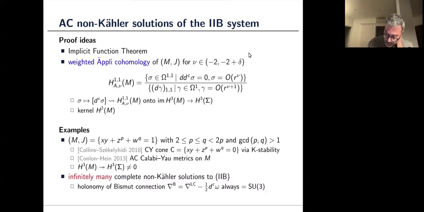There's also an observation about the holonomy of the Bismut connection of these solutions produced by Theorem B. The holonomy of this Bismut connection must be the whole of SU(3). That's basically because of this asymptotically conical condition: the Bismut connection is asymptotic to the Levi-Civita connection of the cone, which does have full holonomy SU(3). And I think I'm over time, so I'll stop.